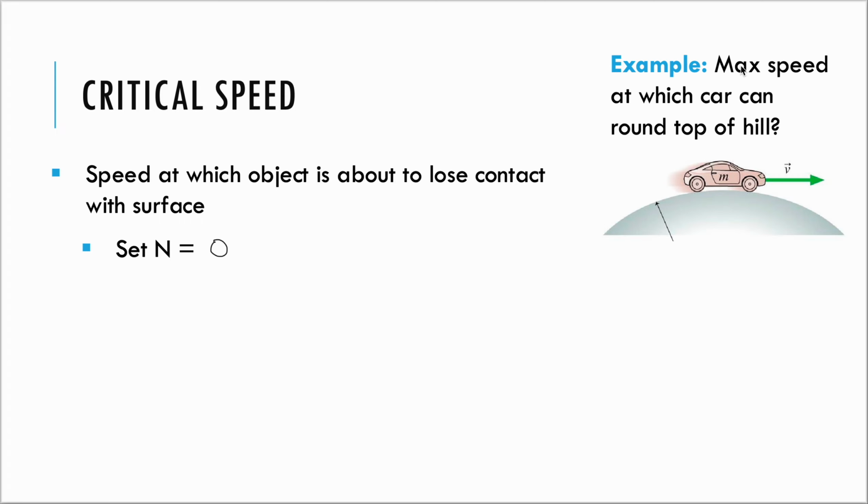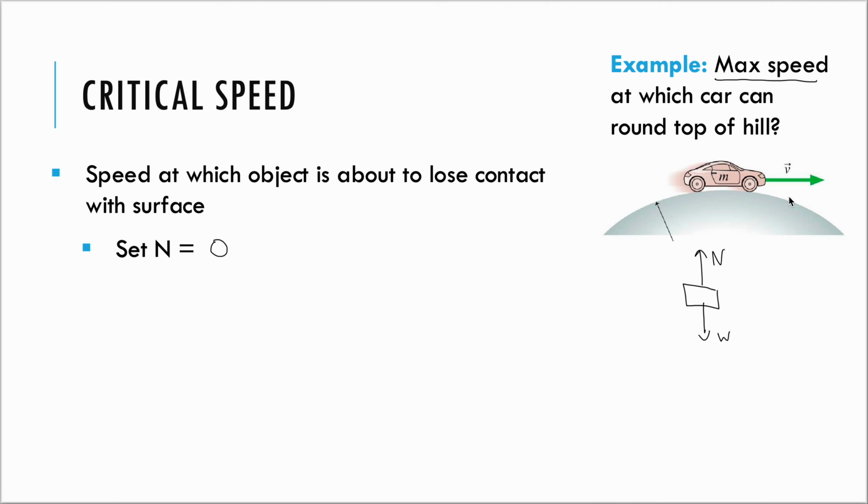What is the maximum speed at which a car can round the top of the hill without leaving the surface? That's what the question is asking. Whenever you have max speed, that's an indication that you're looking for that critical speed. So the first step is to draw the free body diagram. Draw the car, and then we know there's a weight going straight down. We know that since there's a surface, there's a normal force perpendicular to the surface.